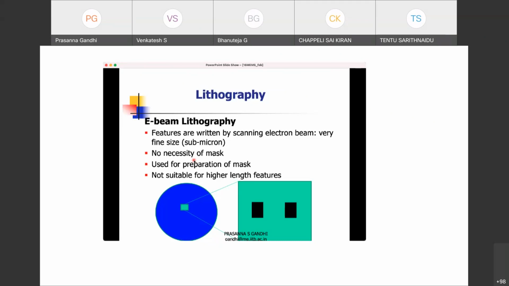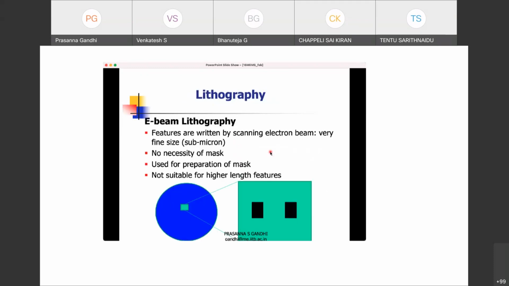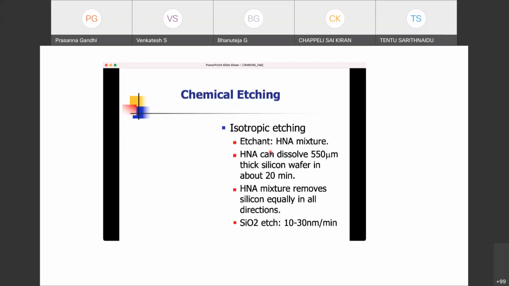Okay, now let's move on to get into a little more fundamental process details, and how to make use of this to create some devices is what we'll look at. Okay, so the next process following the lithography will be either etching or material removal or material deposition process.